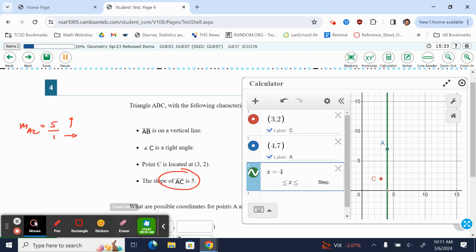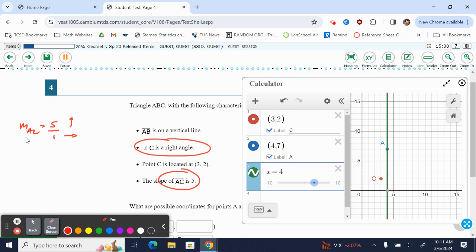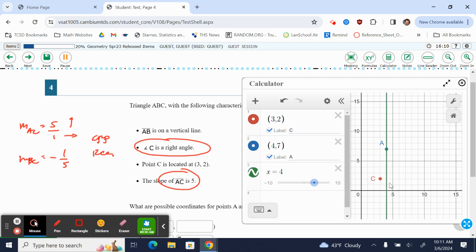The other thing I know about B is that for angle C to be a right angle, the slope of AC and the slope of BC must be what we call opposite reciprocals. That means the signs must be opposite and the fractions must be reciprocals, or the numerator and denominator must switch places. So if the slope of AC is 5 over 1, then the slope of BC has to be negative 1 over 5. To count that, I would have to go down 1 and right 1, 2, 3, 4, 5, and B would be over here. But I can't do that because B has to be on this line. I can only go to the right one.